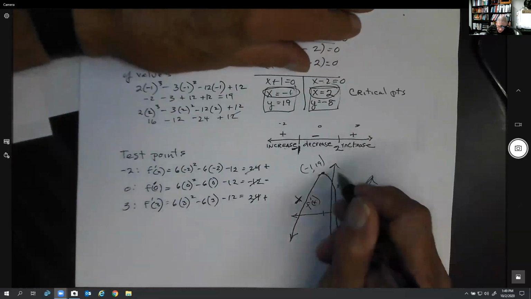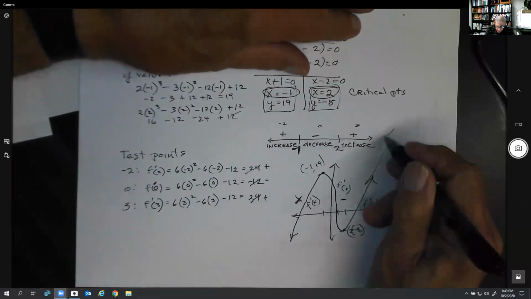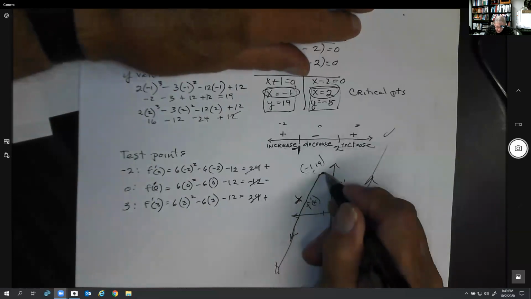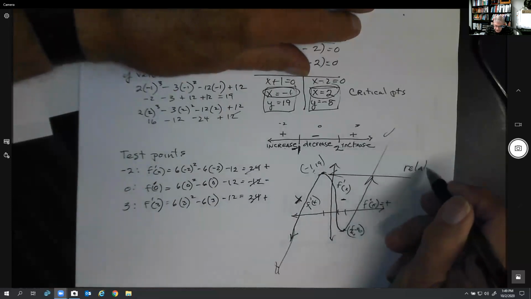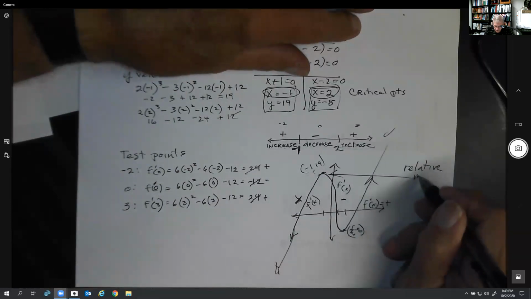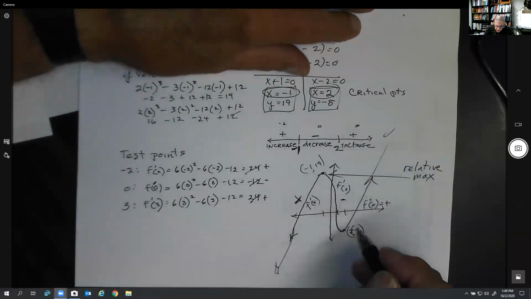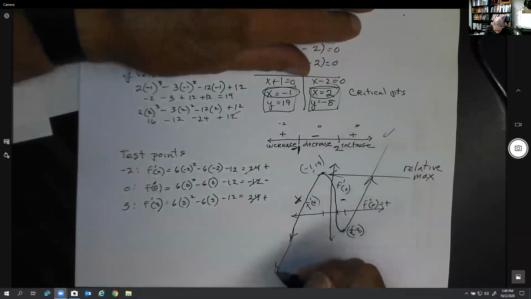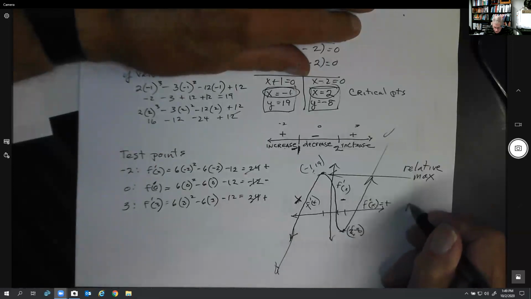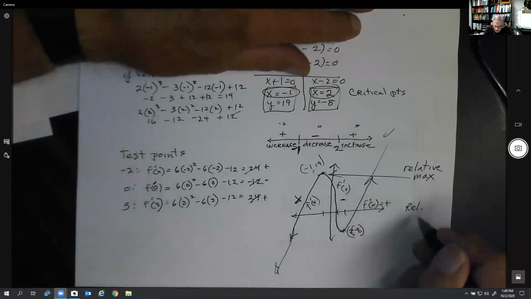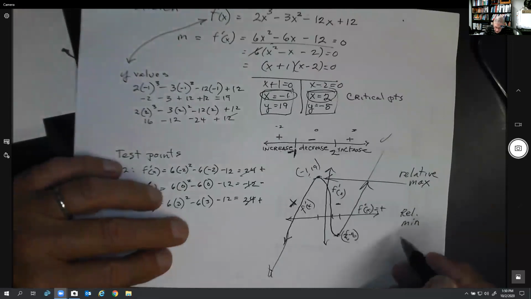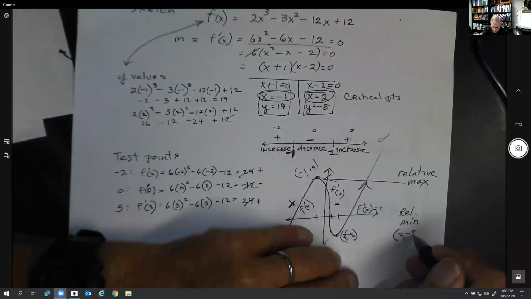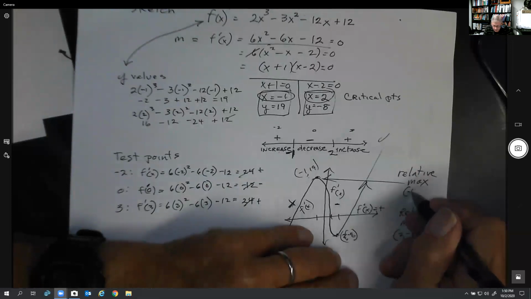Now, this point right here, because this is going to keep on going up, this is going to keep on going down. This kind of peaks out right here, but we call this a relative max, maximum. And this point is about as low as it's going to go, it's relatively low. It's going to go lower if we hit infinity, but this is a relative, abbreviate, minimum. So those are your two. The relative min is 2, -8. The relative max is -1, 19.